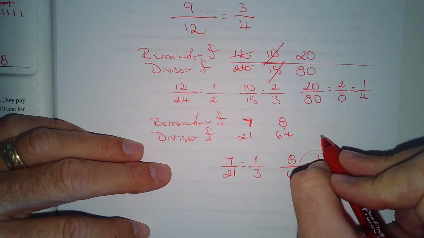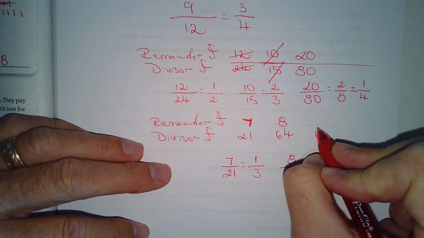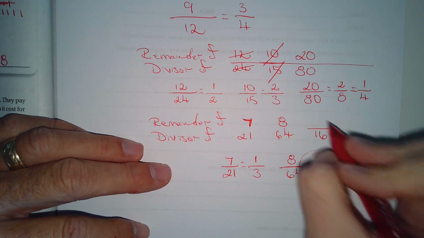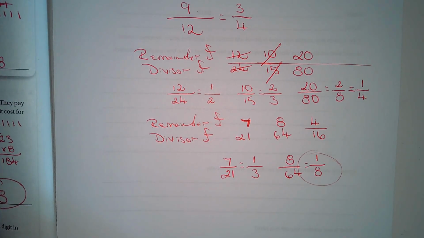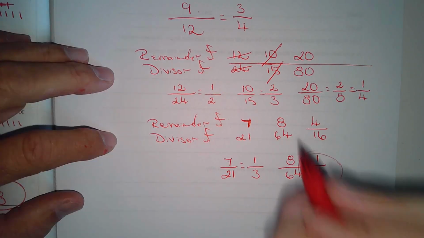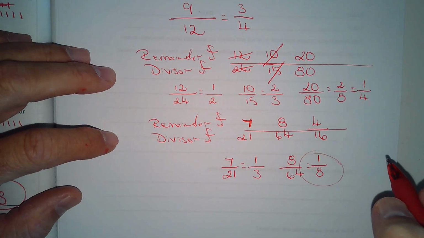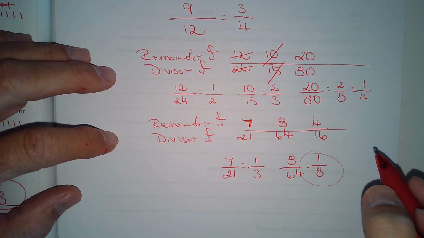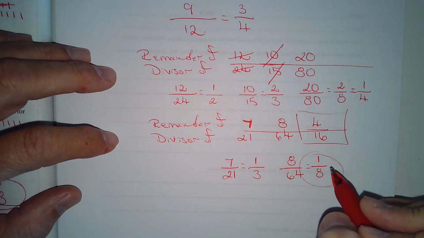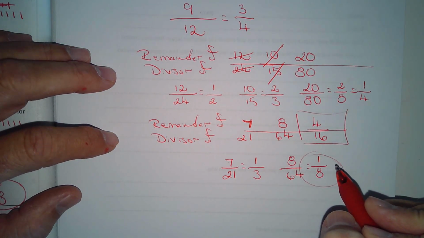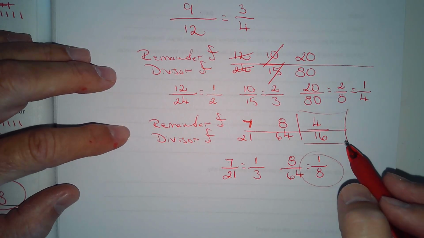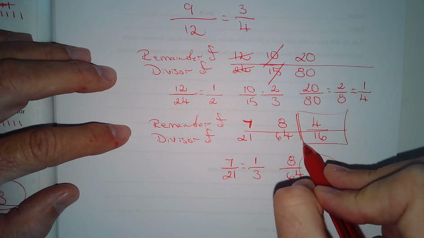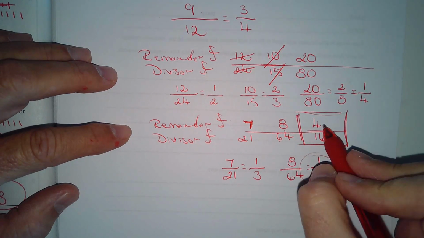Let's say I had a divisor of 16 and a remainder of 4. What's my initial fraction? What's my first fraction that I start working with? Okay. It's going to be 4/16.